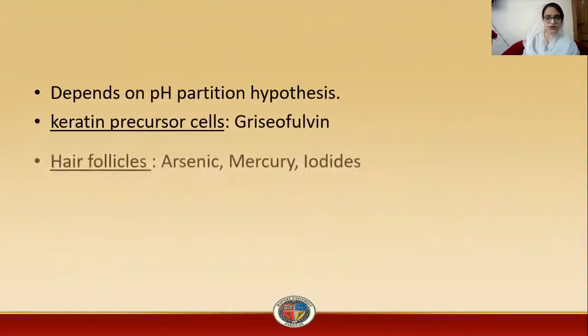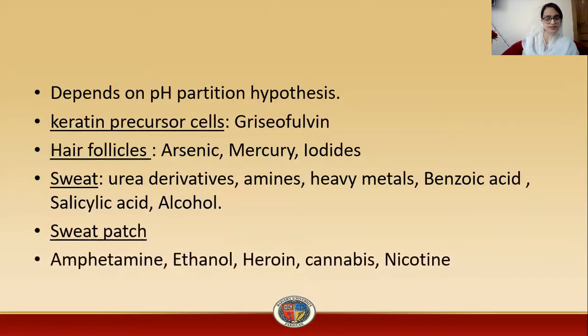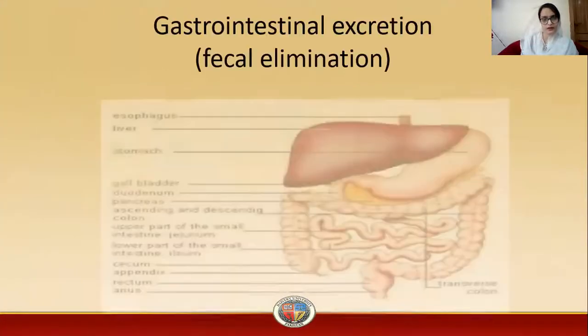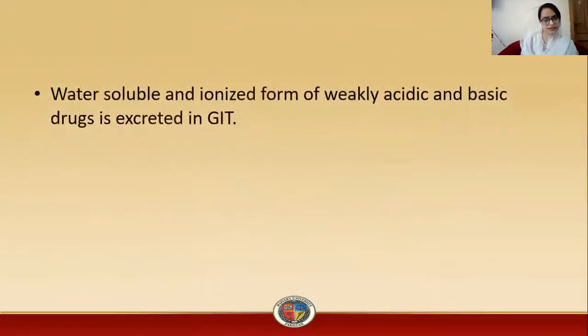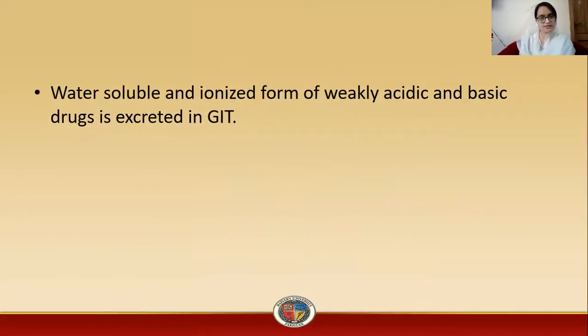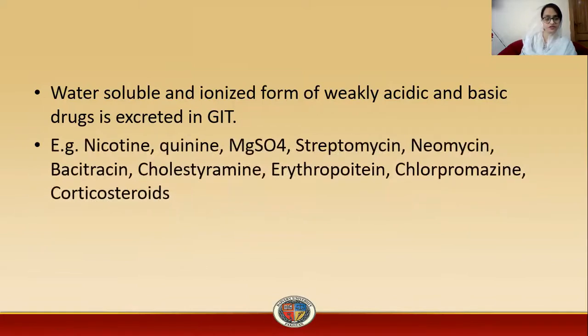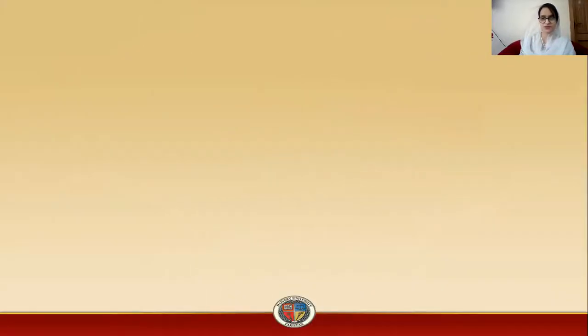This depends on the pH partition hypothesis, and keratin precursor cells excrete rifampin, hair follicles excrete arsenic, mercury, and iodide. Sweat excretes urea derivatives, amines, heavy metals, benzoic acid, salicylic acid, and alcohol. Sweat patches excrete amphetamine, ethanol, heroin, cannabis, and nicotine. Then comes fecal elimination. In this case, water soluble and ionized forms of weakly acidic and weakly basic drugs are excreted in the GIT. Examples are nicotine, quinine, magnesium sulfate, streptomycin, neomycin, bacitracin, cholestyramine, erythromycin, chlorpromazine, and corticosteroids. They are excreted through the gut.